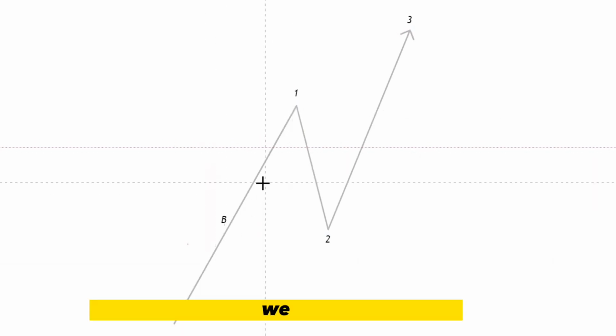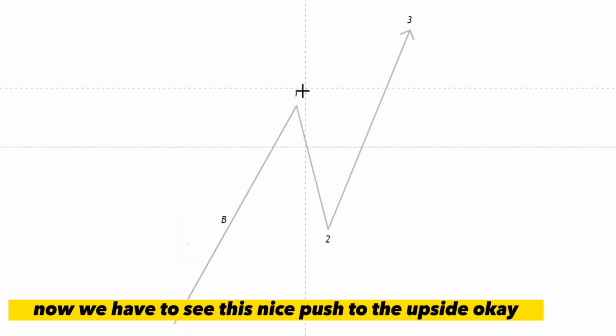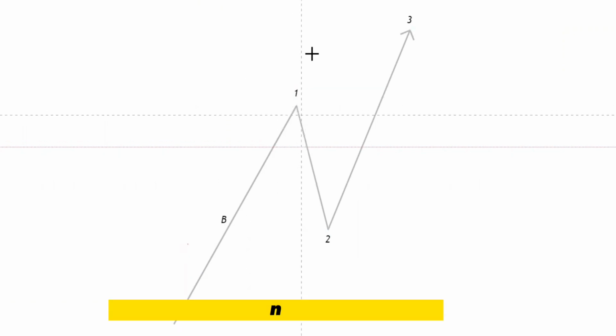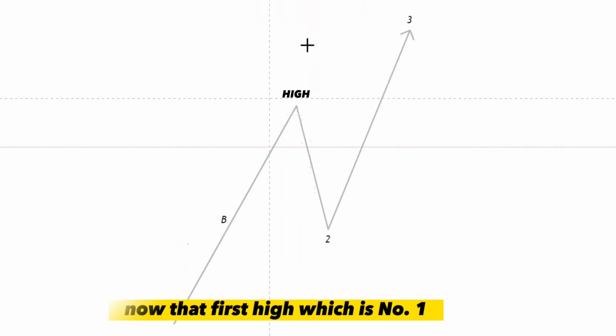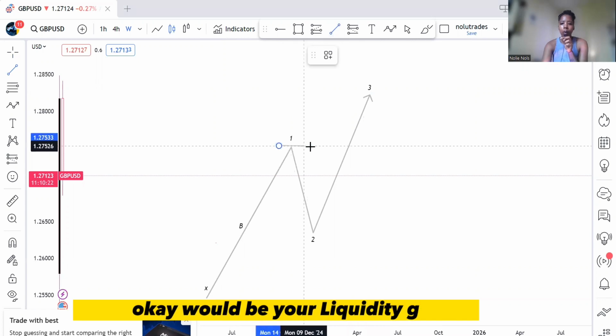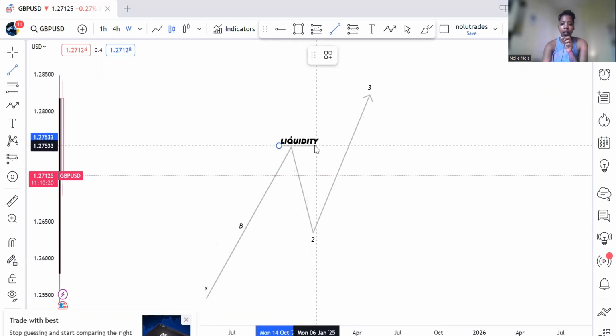As you know, we work with 2 legs in the market. Now we have to see this nice push to the upside. The first push is your leg, so that will be 1. Now that first high, which is number 1, would be your liquidity grab.